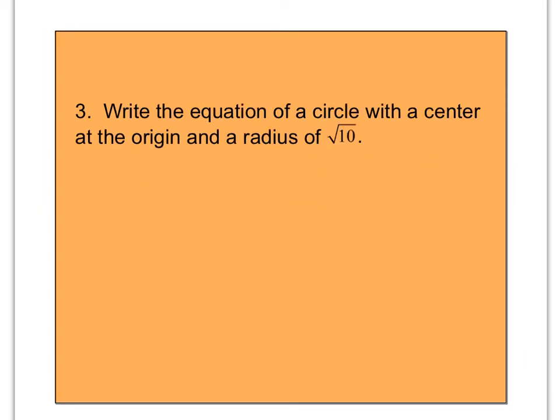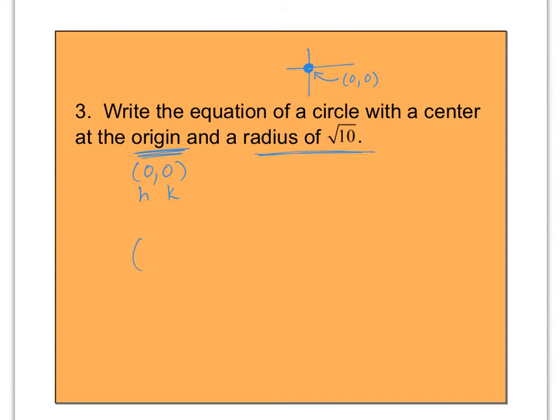This is an interesting one. Write the equation of a circle with a center at the origin. Where's the origin? On a graph, the origin is this spot right here. And what's the coordinate right there? (0, 0). So that is the origin. The origin is at (0, 0). So this is going to be our h, this is going to be our k, and our radius is root 10, or the square root of 10.